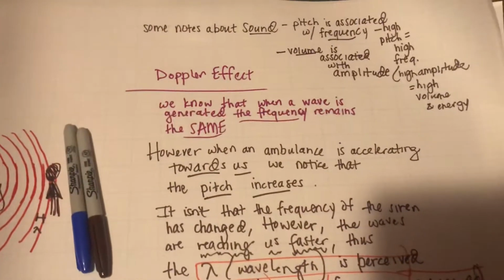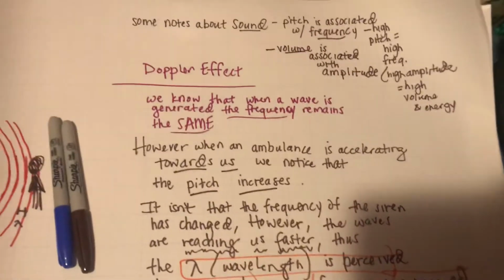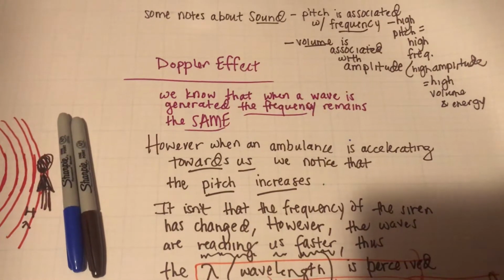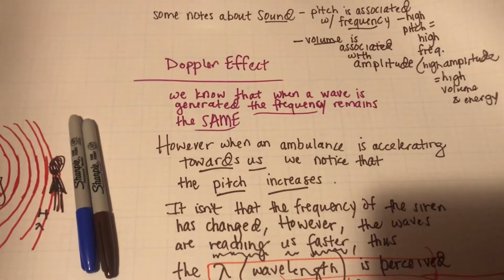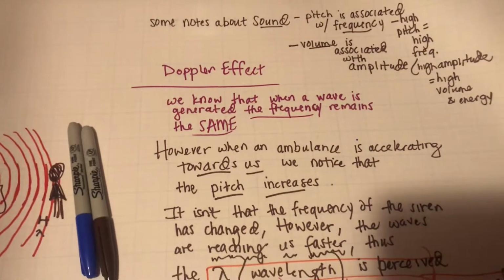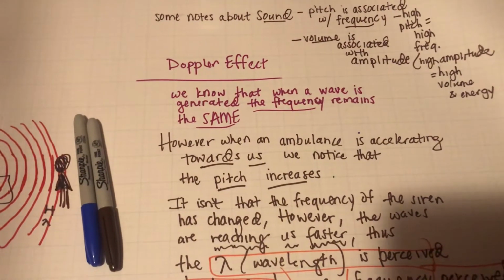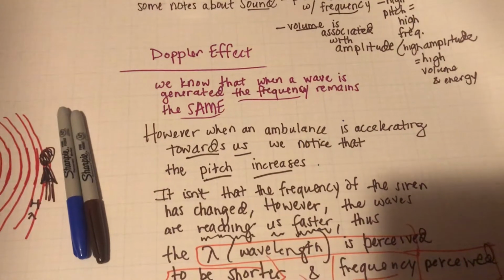So, just so you know, pitch is associated with frequency, so a higher pitch of sound is associated with a higher frequency. In other words, a shorter wavelength. Volume is associated with amplitude, so a higher amplitude means louder sound.